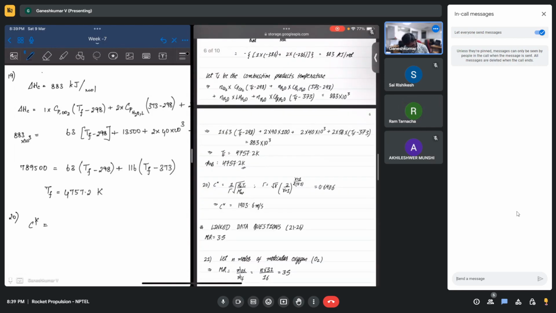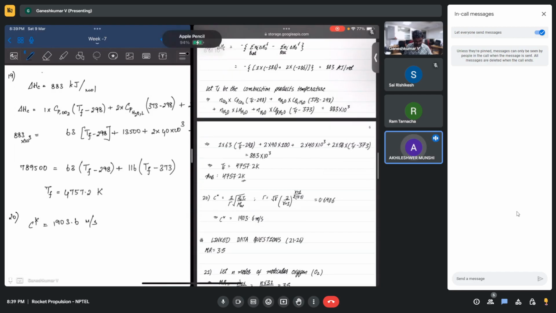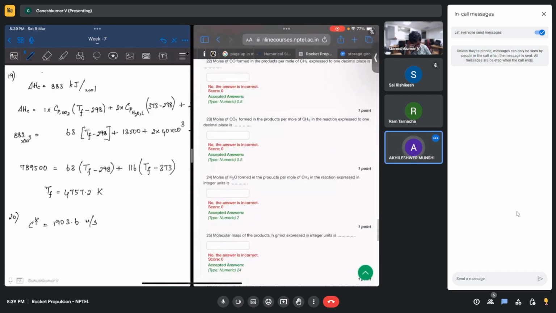Okay, all right. Thank you. What was the other question? Was it Sai, you wanted to ask a question? It was Akhilesh asking. Yes, please, Akhilesh. So it was question 3, the MCQ one.